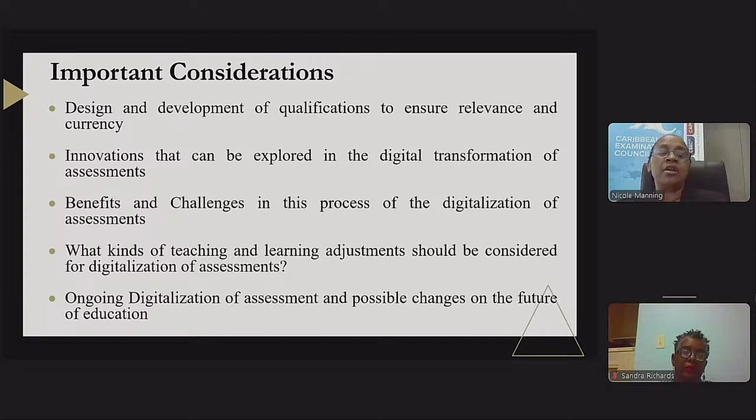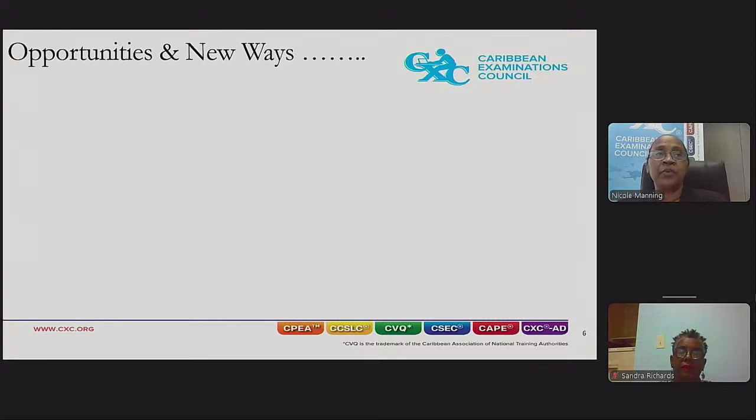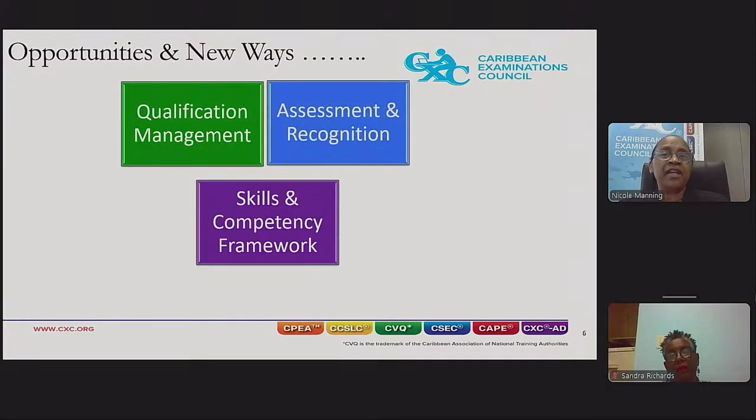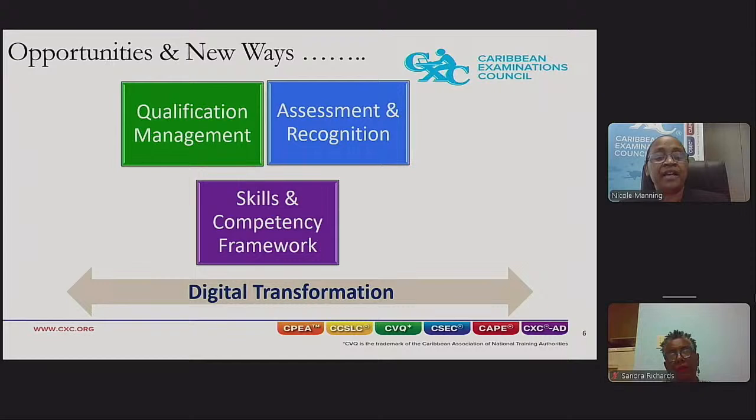This ongoing digitalization of assessment is key for us to look at in relation to what is happening with the future of education. Now, there are many opportunities and new ways that CXC has embarked to ensure that we deal with not only the challenges I've identified, but also to capitalize on some of the benefits that present themselves to us as a region and as a player in the global sphere. One, the creation of a skills and competency framework, qualification management and assessment and recognition are three key components. And of course, everything sits on that skills and competency framework. But we are putting to the table that the whole bit of the digital transformation is critical for us as a region if we are going to move forward with the aggression that is necessary for us to survive.